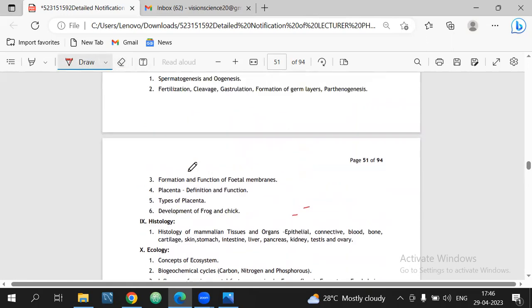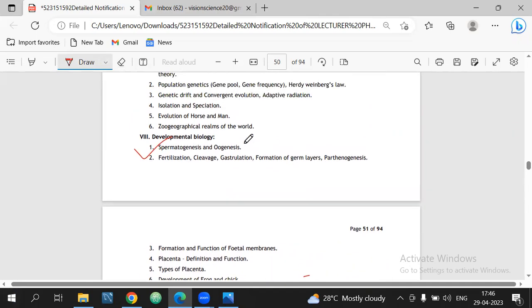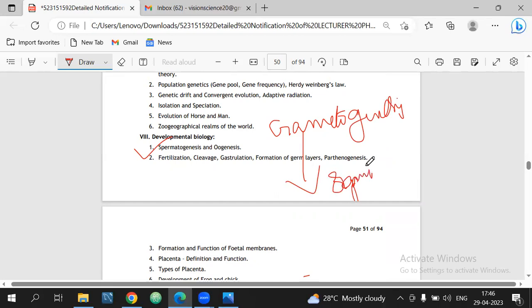And once again, if you look into developmental biology, friends, the questions will be advanced NET level. What exactly do you have to read in developmental biology? Starting from gametogenesis. Remember, I will tell you in a simple line, till organogenesis. From the gametogenesis till the organogenesis, what exactly is happening? We have to read all these events by taking different organisms as the models.